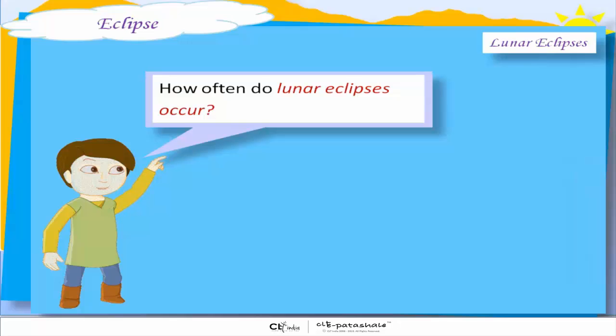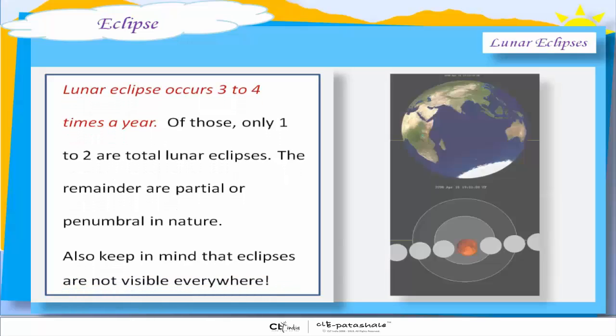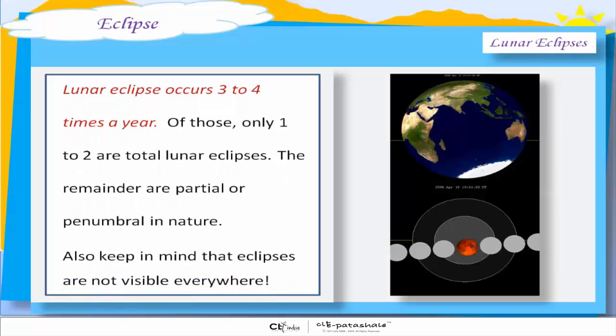How often do lunar eclipses occur? Well, lunar eclipses occur 3 to 4 times a year. Of those, only 1 or 2 are total lunar eclipses. The remainder are partial or penumbral in nature. Also keep in mind that eclipses are not visible everywhere.